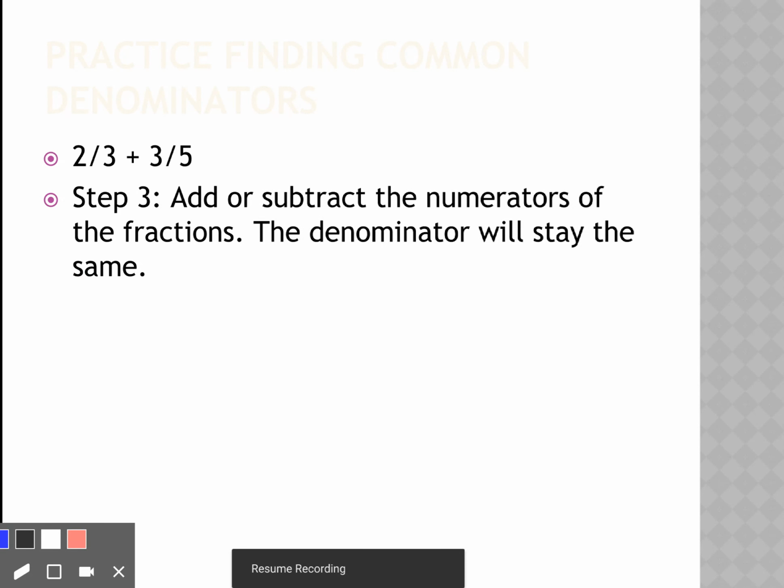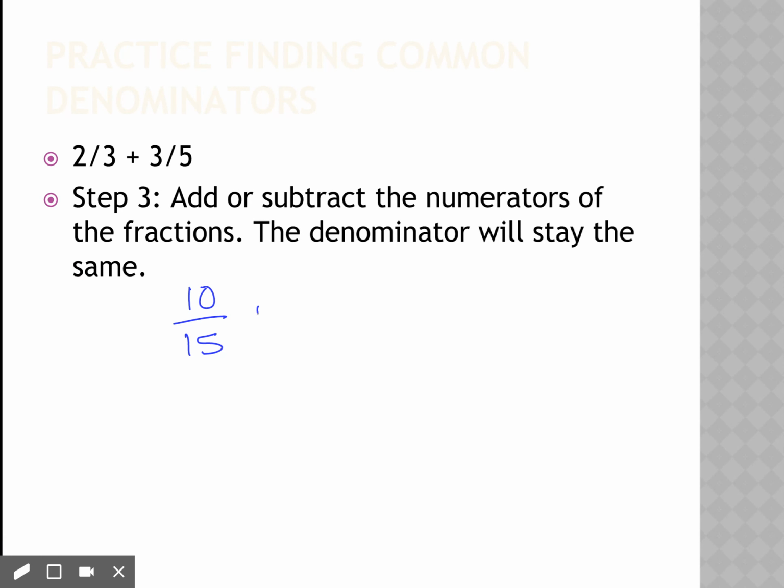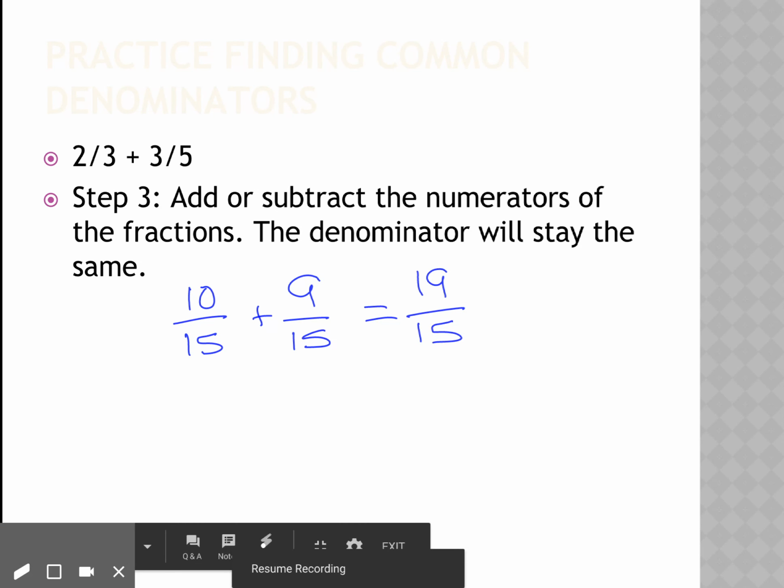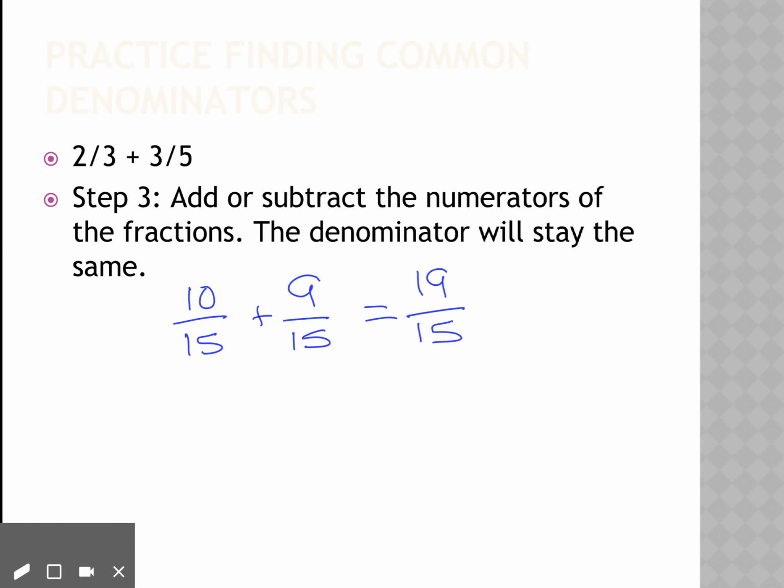Now in step 3, I'm simply going to add or subtract my numerators. So again, I had 10/15 plus 9/15. So 10 plus 9 equals 19. And I keep my denominator the same, 15ths. So I wouldn't leave this fraction as improper.